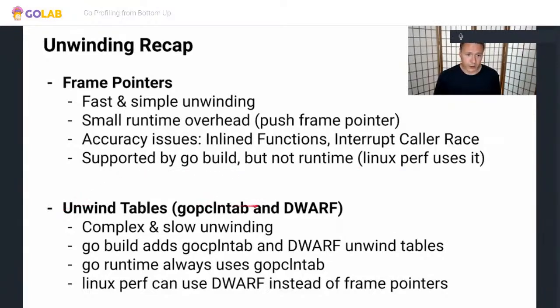Unwind tables like gopclntab and DWARF are complex and slow at unwinding. Go build always adds both of these unwind tables to your binaries. The Go runtime, however, only uses gopclntab, and Linux perf can use DWARF instead of frame pointers if you wanted to.